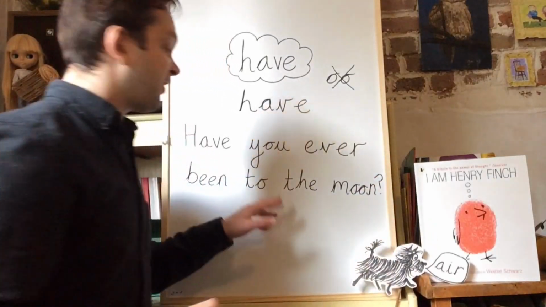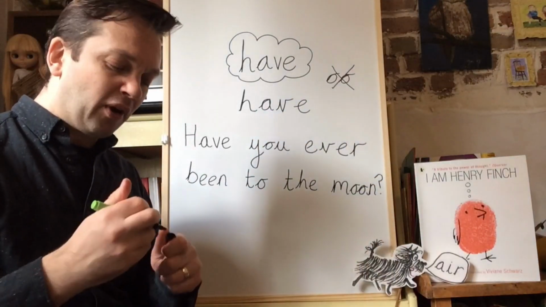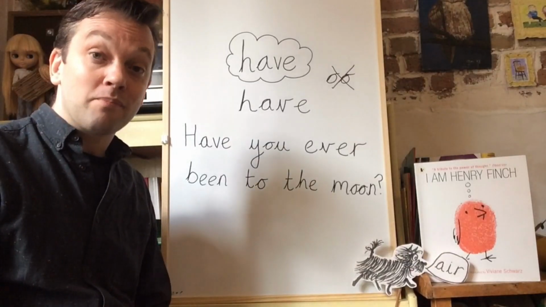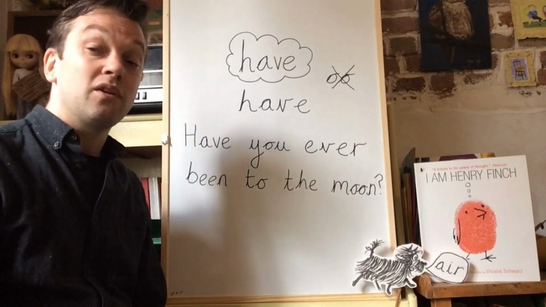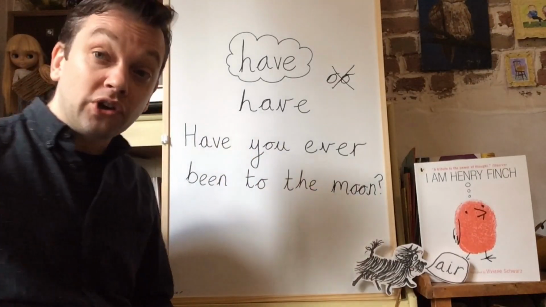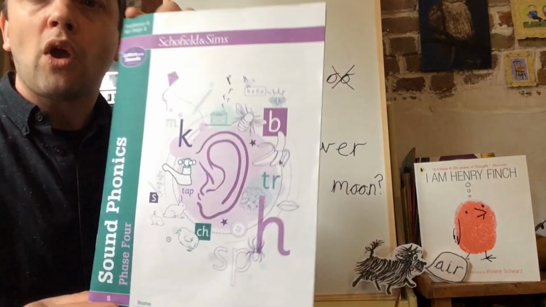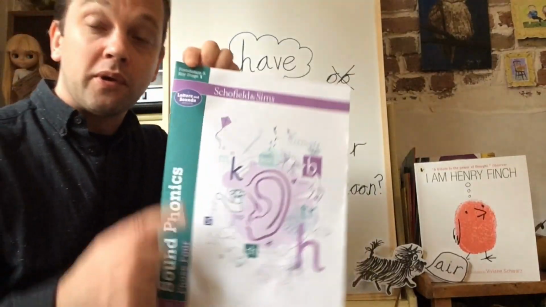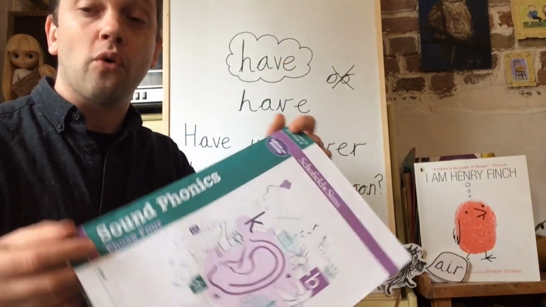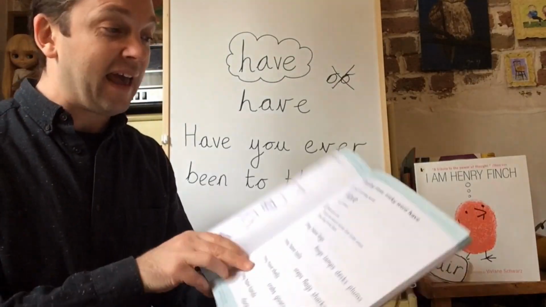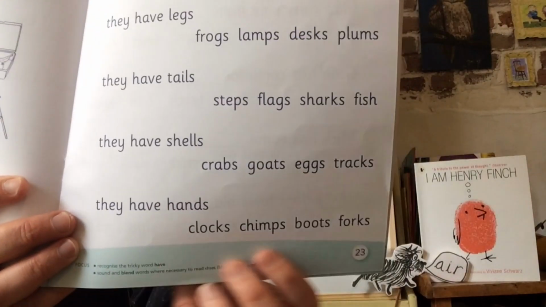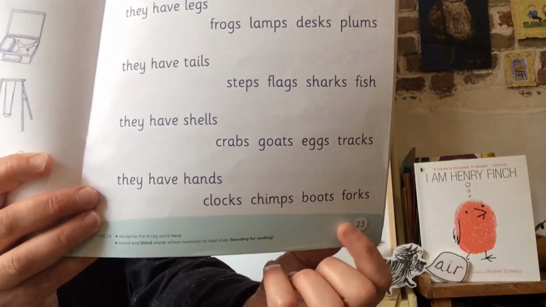Okay, so if you get stuck, you can write my sentence, but I think you should make up your own one. You can ask them whatever you like, but you have to write it down. You can even ask them more than one thing, can't you? Now, you're going to need to pause the video to do that. Once you've finished that, there's something to do in our Schofield and Sims Sound Phonics Phase 4 book. It is on page 23. That's a 2 and then a 3.